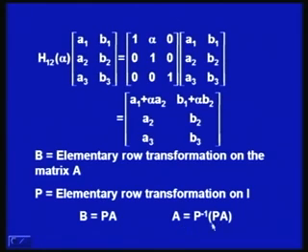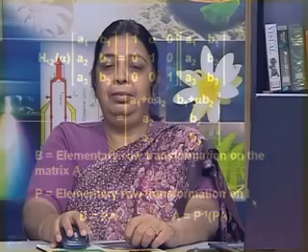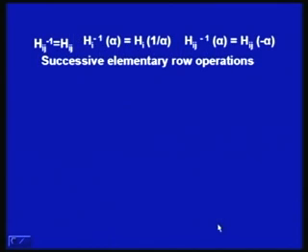Now, what is the matrix P? P is the elementary row transformation on I. I is non-singular. After performing elementary row transformation, the matrix remains non-singular, and that means P inverse exists. So, it is possible that you obtain A from the matrix B. Now, this means one has to see about the inverse transformations.